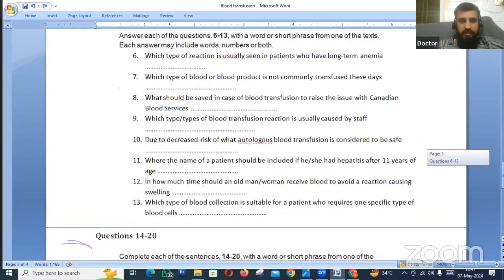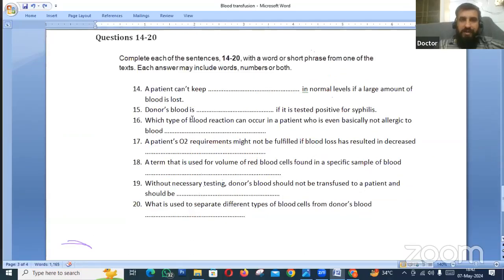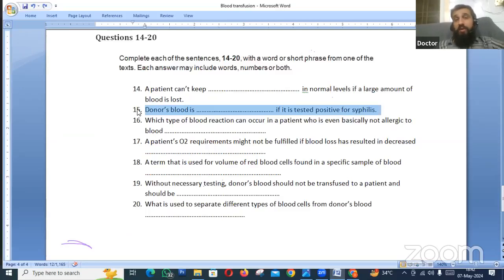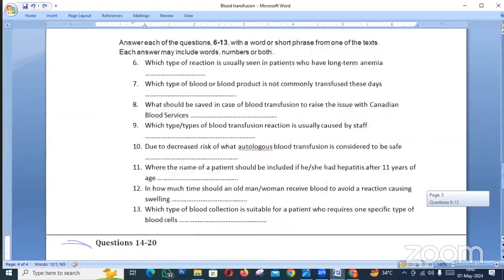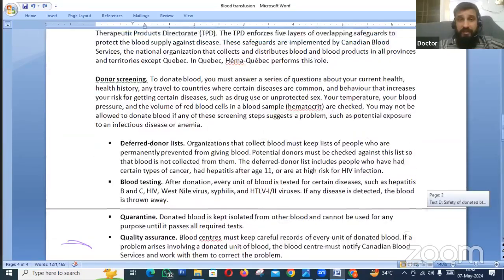Next question is: donor's blood is dash if it is tested positive for syphilis. Now, in which text is it possible to find the answer? Very good, Muhammad Abdullah Khan from Facebook. You are saying blood pressure. Very good. In which text is it possible to find the answer? Text D. They're talking about screening and these things in text D.